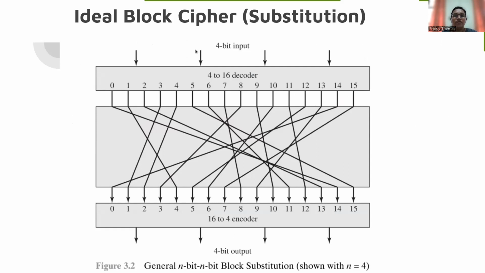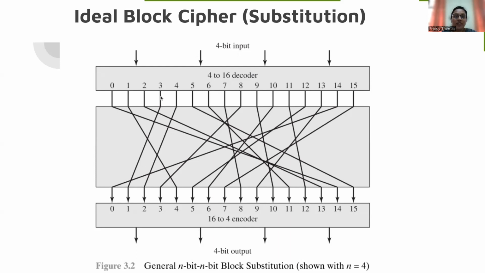So you have got a 4-bit input. 4-bit input means you have got numbers represented from 0 to 15. For each representation of the 4-bit input that is being given, there is a 4 to 16 decoder, and over here a 16 to 4 encoder, sorry. So the input is given as 4 bits and the output is also 4 bits.